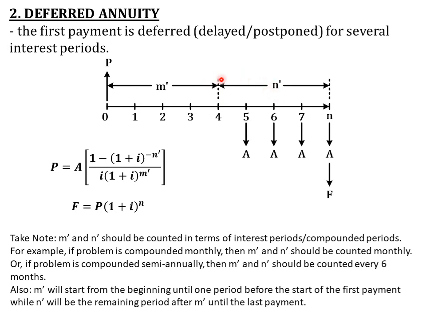While for n prime, the end of your m prime basically is the start of your n prime, and it runs until the last period. That is what comprises your n prime. So again, n prime is different from n. So this is your n prime here, and this is your m prime. Again, m prime is from the beginning until one period before the first payment, and the remaining periods until the end of time will be your n prime.